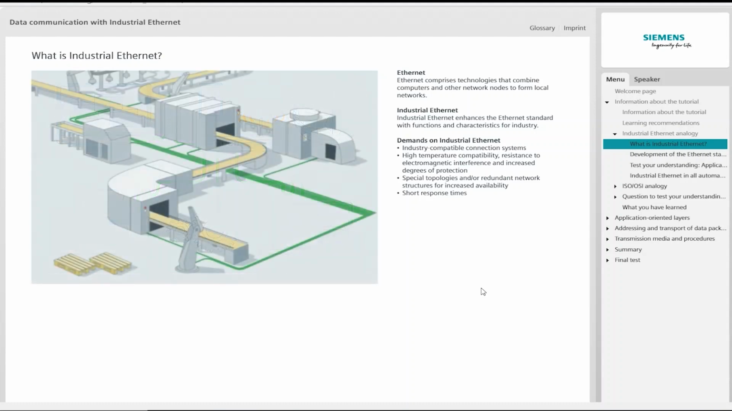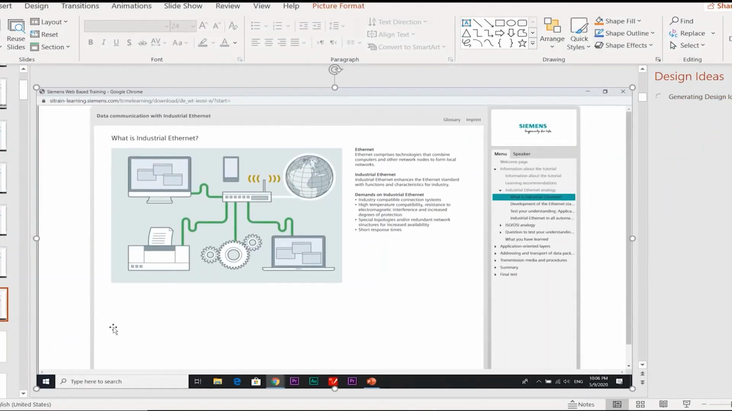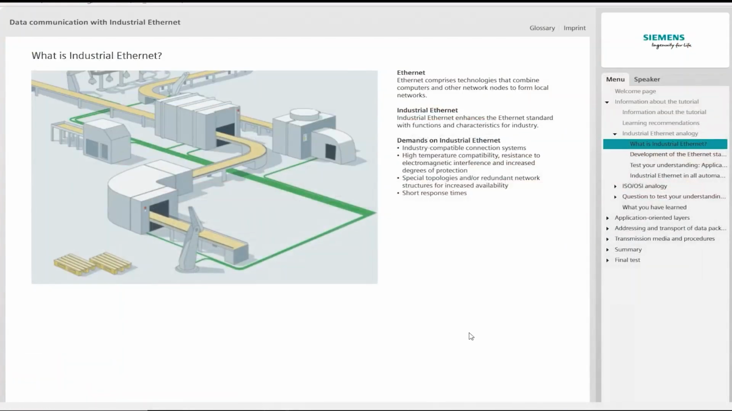Due to the wide acceptance and distribution of Ethernet, it is being used increasingly in the industrial environment. Special requirements exist here. The connection systems must be industrially compatible. That is, they must be well shielded and mechanically rugged. In some cases, network components must withstand wide variations in temperature and electromagnetic interference. Harsh environmental conditions also require higher degrees of protection. High plant availability demands special topologies and redundant network structures. Production processes require fast data transfer and short response times.